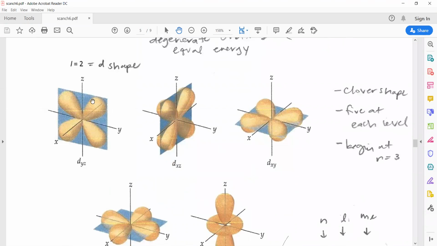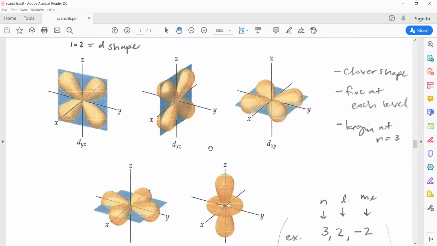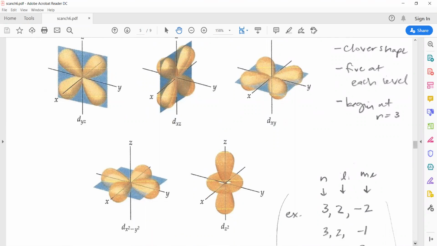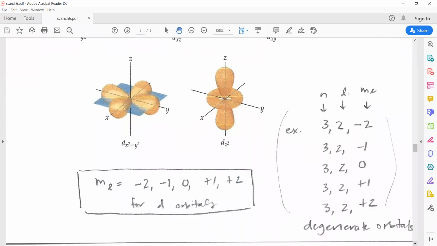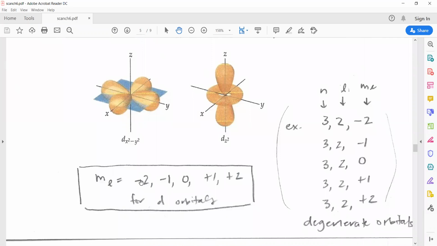Okay, if we are an L equals 2, meaning our azimuthal number is 2, that means we're a D-shaped orbital. You can see there are 5 D orbitals. We said they mostly have a clover-like shape. This one kind of looks more like a pacifier. But here are your 5 D orbitals. And we know they're clover shaped. There's 5 at each level, and they begin at n equals 3. Okay, so if there's 5 options, that means there's 5 orientations, which means there's going to be 5 magnetic quantum numbers assigned.